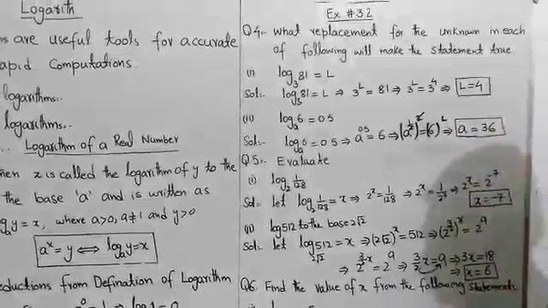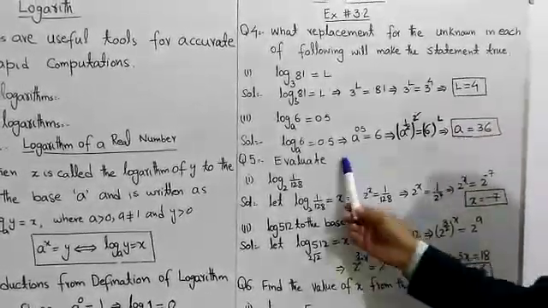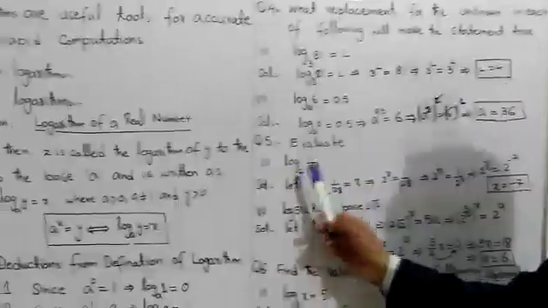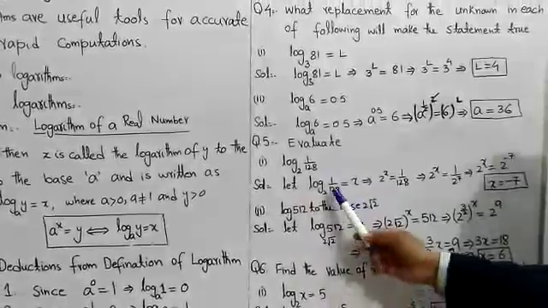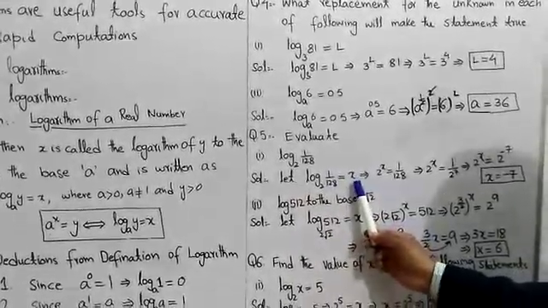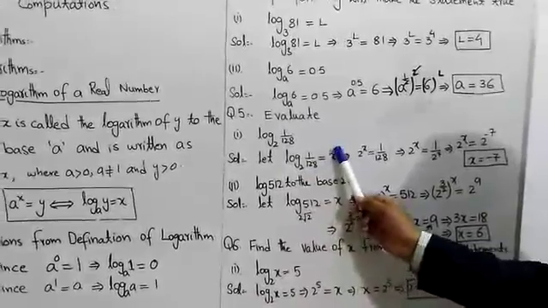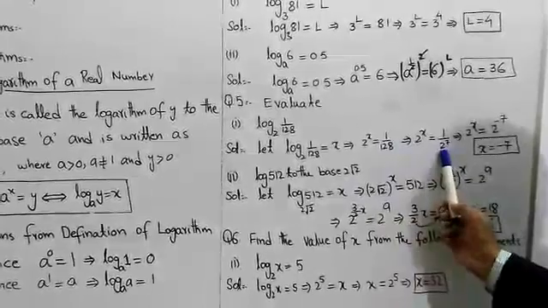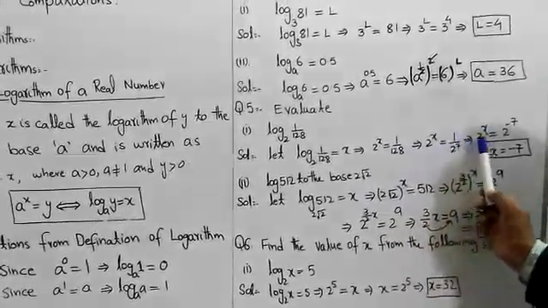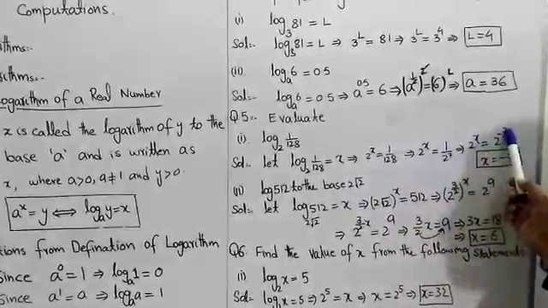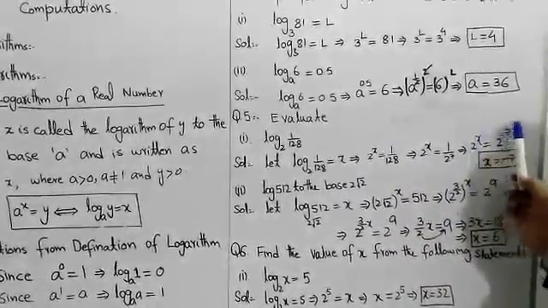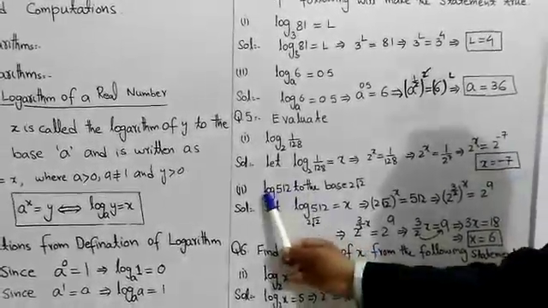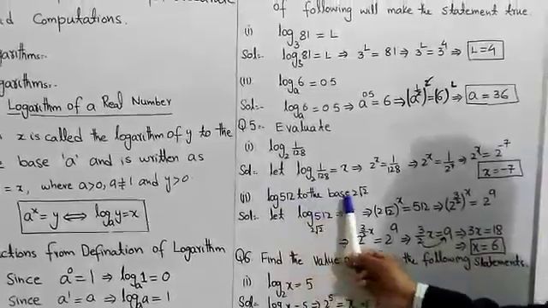Question 5. Evaluate log of 1 over 128 to the base 2. Let this be equal to x, and by using exponential form, 2 raised to power x is equal to 1 by 128, and 128 can be written as 2 raised to power 7. So this can be written as 2 raised to power minus 7. By equating these exponents, x is equal to minus 7.